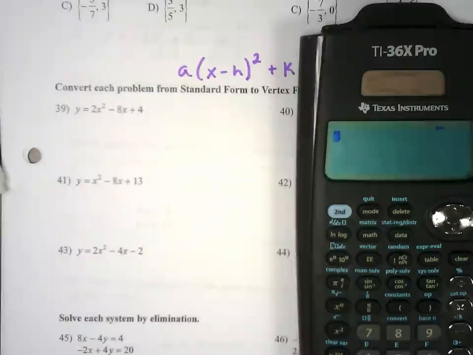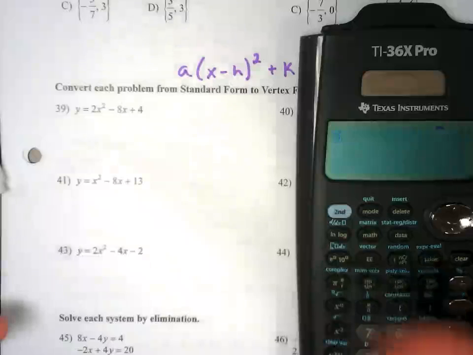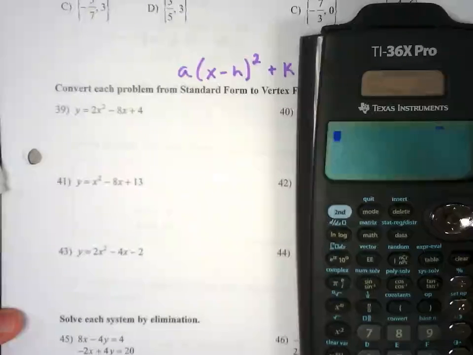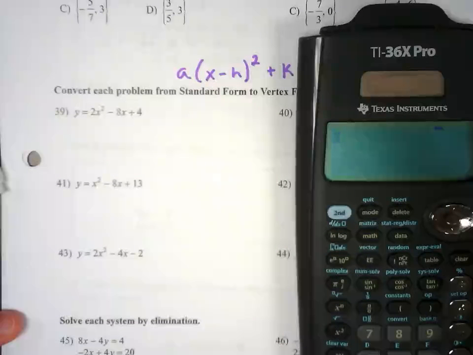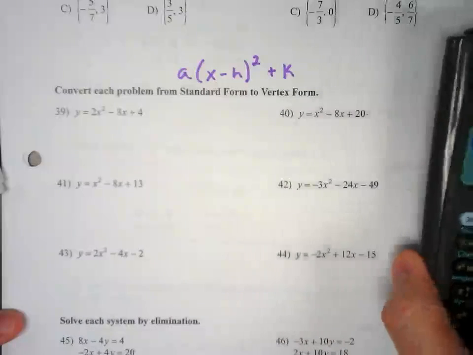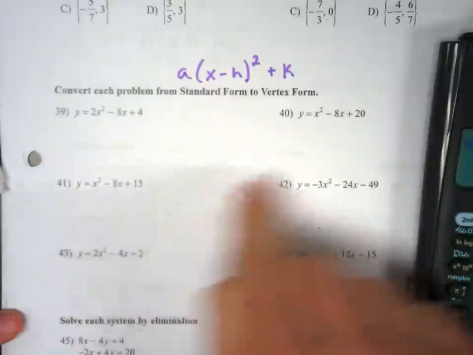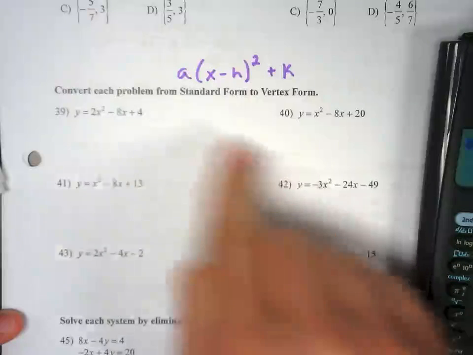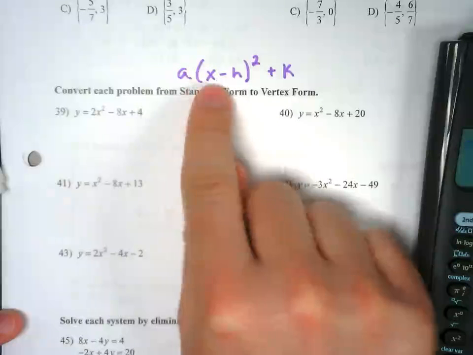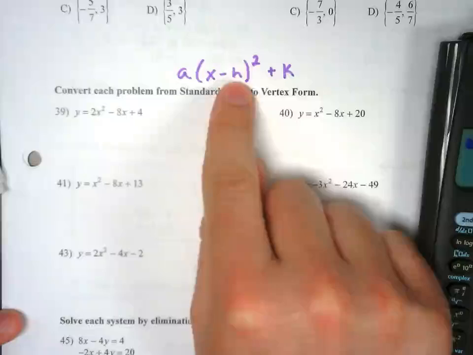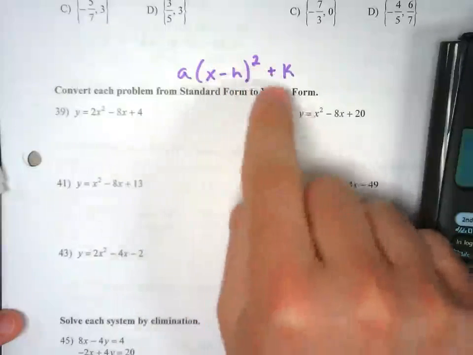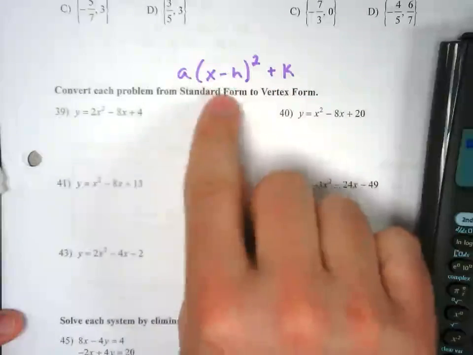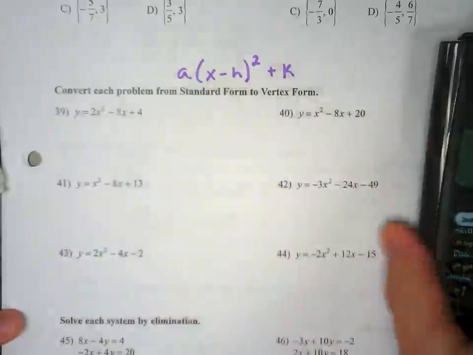All right, we're on the study guide looking at numbers 39 through 44. I don't know if I'm going to do all these, but I'm definitely going to pick a couple and do them. The directions say convert each problem from standard form to vertex form. Standard form is what all these are in. Vertex form is this right here: a(x minus h) squared plus k. The minus h means you take the opposite of h when you see it.